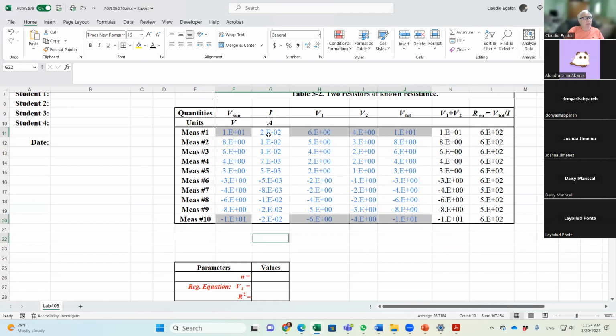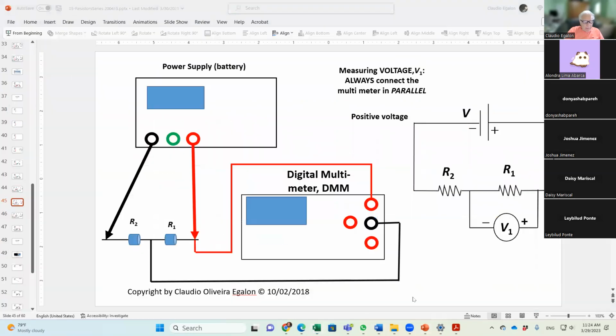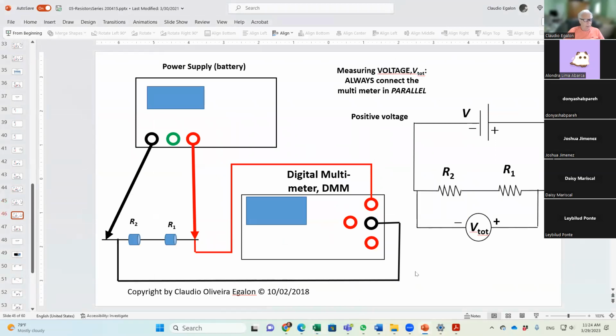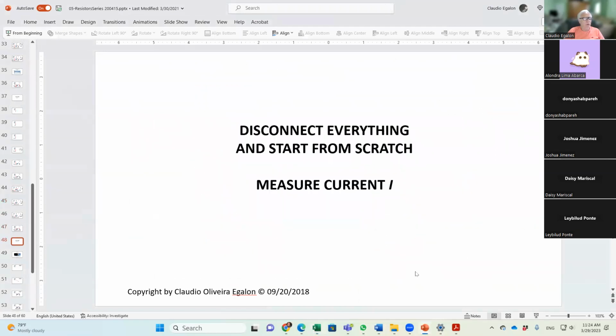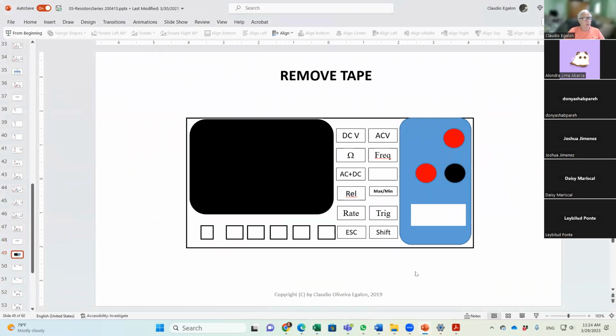The last measurement is the more difficult one. That's why I leave that for the last. It is to measure the current. That's when people burn the multimeter, burn the fuse of the multimeter. That's when people do that, because it's so complicated sometimes, okay? And here we go. Now you have to start from scratch. Now you have no choice. You have to start from scratch.